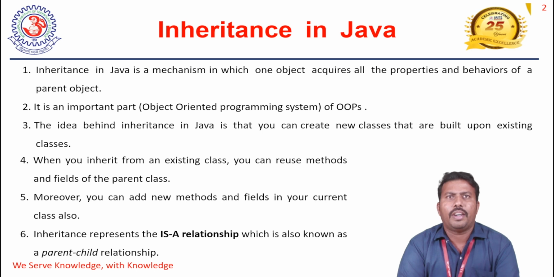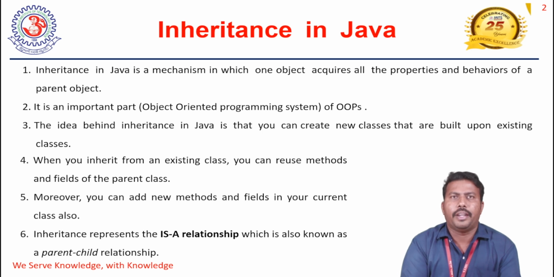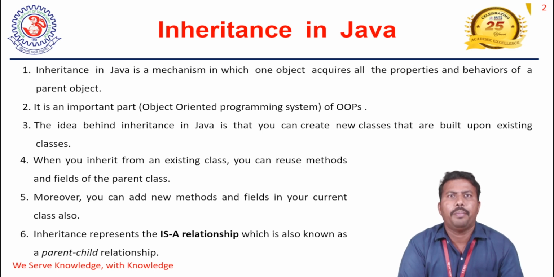Inheritance in Java is a mechanism in which one object acquires all the properties and behavior of the parent object. So the child object gets all the properties and behaviors of the parent class. It is an important part of the object-oriented programming principle.